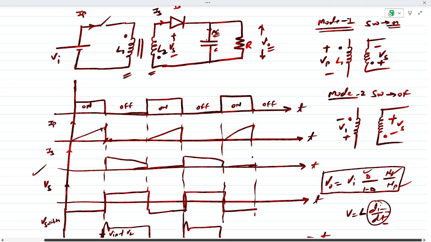And sometimes in some textbooks you can see a small inductor placed in series with the diode, and its job is again to provide a filter circuit. This is the LC filter.